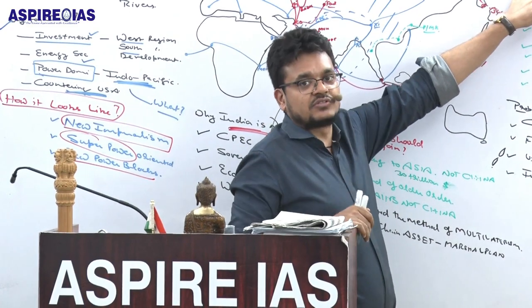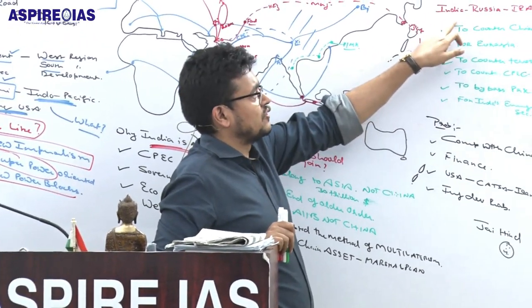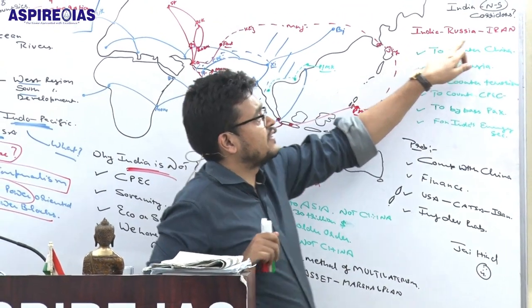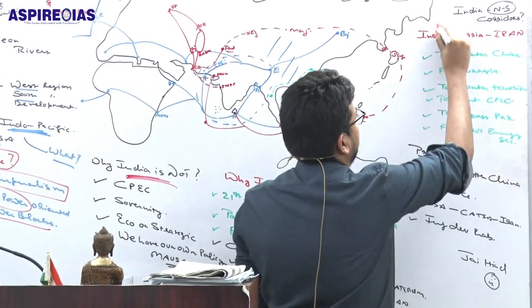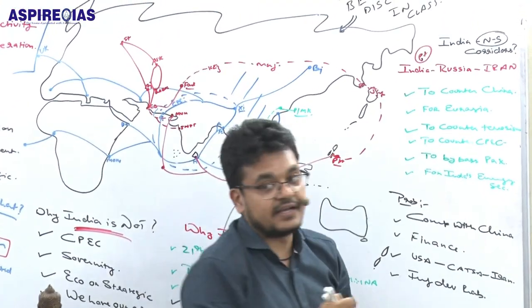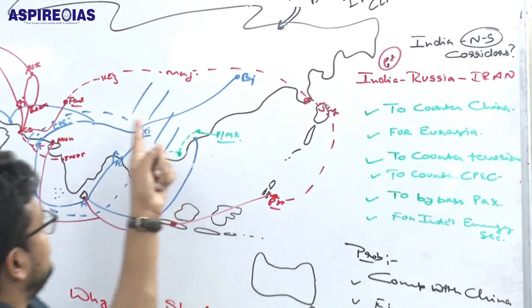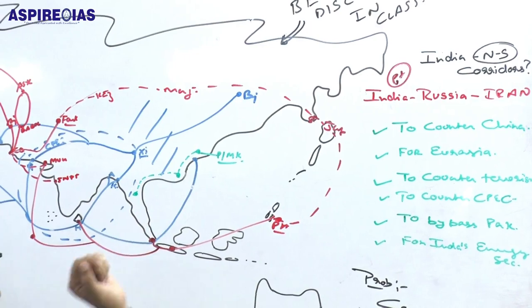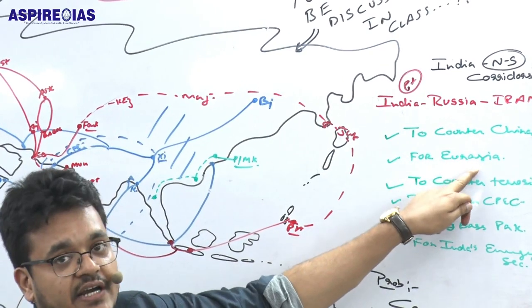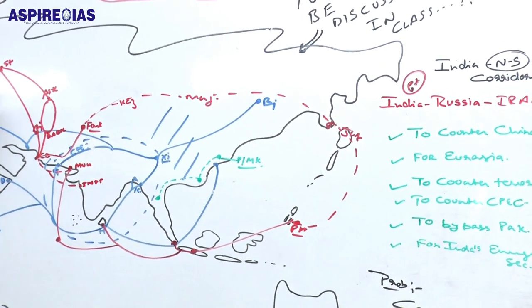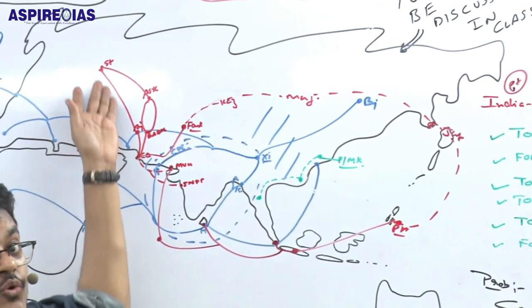India is coming with the North-South Corridor. It is a corridor between Iran, Russia and India. Why is India developing this one by one? To counter China. Yes or no? This corridor is countering China. For Eurasia, that means we are linking ourselves with Russia and Eastern Europe. That is known as Eurasia.